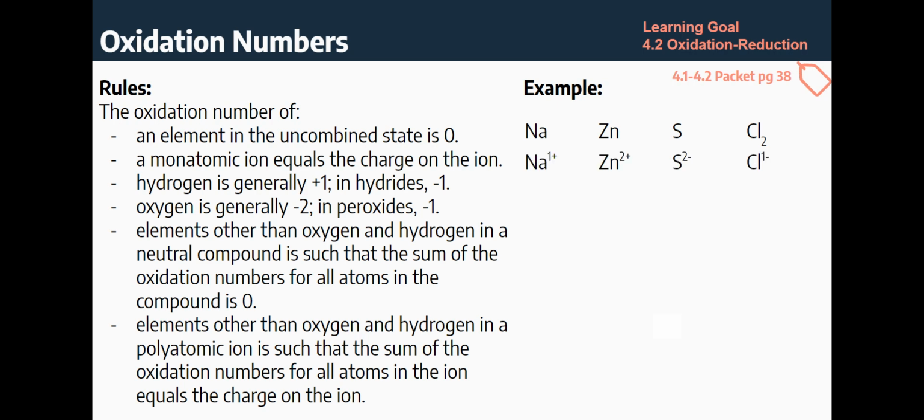Okay, but when we have a monatomic ion, the ion specifically shows you that charge. So sodium 1 plus, that sodium has a 1 plus charge or an oxidation number of 1 plus. Zinc 2 plus, sulfur 2 minus, chlorine 1 minus. These are different than the first row of examples. If I just say sodium versus a sodium ion, those are very, very different. They're very different chemically, how they behave, how they look.